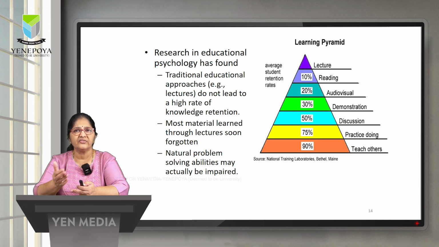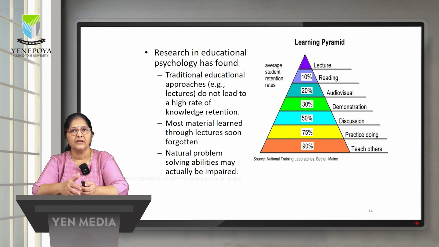And when you discuss, when there is active discussion between the teacher, students and others, 50% of the knowledge is retained. But when they practice doing it, when you demonstrate something and then the student has to do it themselves, at least 75% of the knowledge is retained. And at least 90% is retained when they teach others.